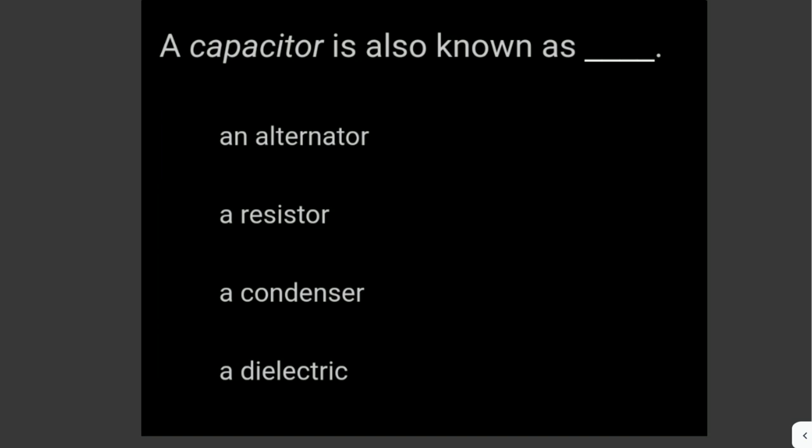A capacitor is also known as an alternator, a resistor, a condenser, or a dielectric. The answer here is a condenser. The condenser is another name for a capacitor.